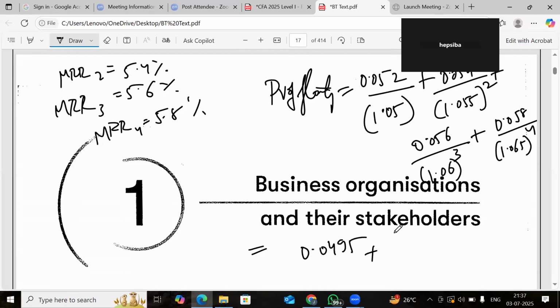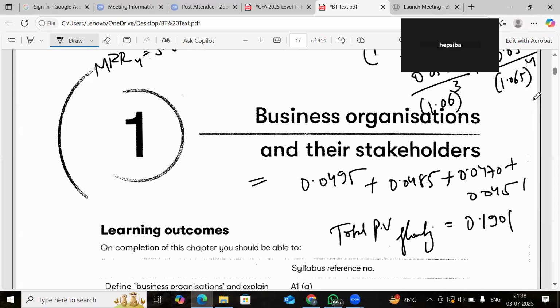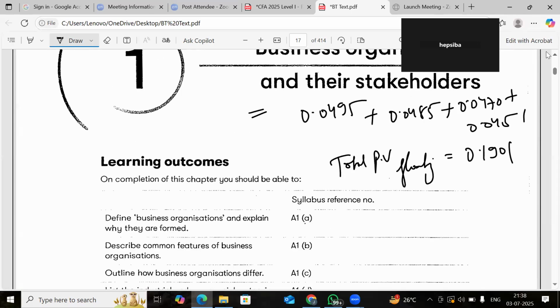The first one 0.0495, the second one 0.0485, the third one 0.0470, the fourth one 0.0451, and the total present value of floating 0.1901. Okay, this is done. Now this was about the floating LHS. Now we'll go for the RHS. So shall I move forward, Epsiba? You want to see once?